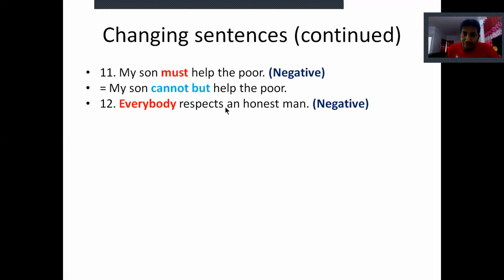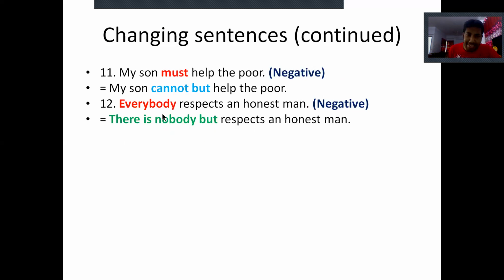Number 12, everybody respects an honest man. This sentence is to be made negative. This sentence has the subject everybody. To make this sentence negative, we need to use there is nobody but. So the negative of this sentence will be there is nobody but respects an honest man. You can consider also an alternative way. The opposite of everybody is nobody. And you can also find the opposite of honest is dishonest. So an alternative answer to this sentence can be nobody respects a dishonest man. That can also be a correct answer.